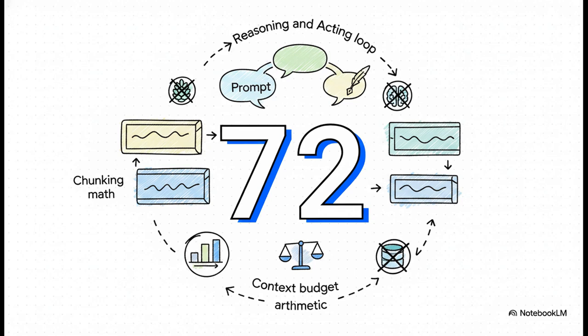We also have to highlight this number, 72. There are 72 zero-dependency unit tests in this Python project. They thoroughly validate the chunking math, the context budget arithmetic, the prompt building, and the core reasoning and acting loop itself. And all of it runs without needing Pinecone, MongoDB, or an LLM actually running. It is built to be robust and instantly testable.